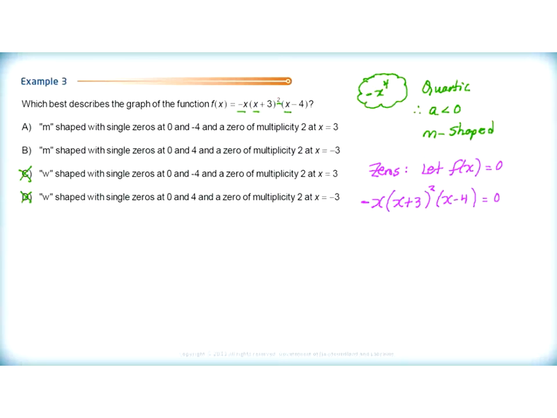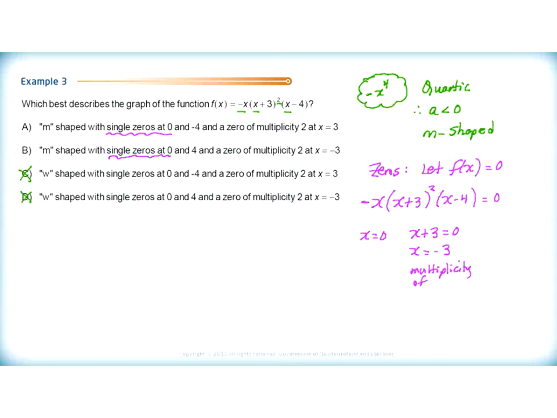That will only occur when x is equal to 0. That will be a single root at x equals 0. That condition is met in both A and B. When x plus 3 equals 0, we have a double root at x equals negative 3 because it has a multiplicity of 2.